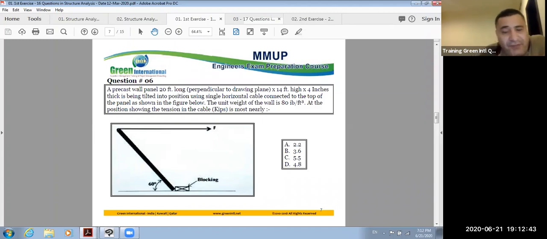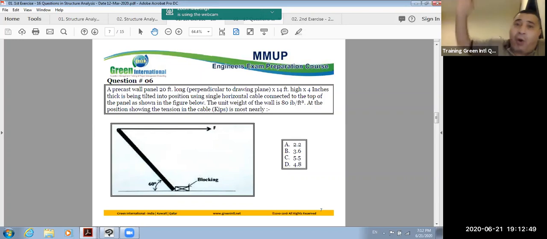What's the force F? This F is pulling a concrete panel, a precast wall panel, already rested on a wall. So what type of drawing do we have here? Is this an elevation or side view? Is this an elevation, plan, or section, or side view?